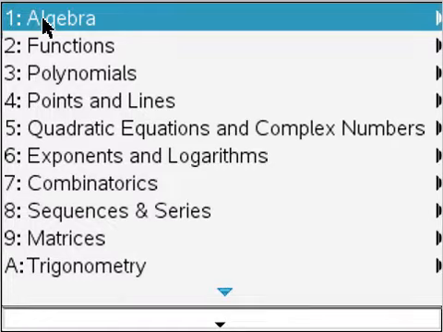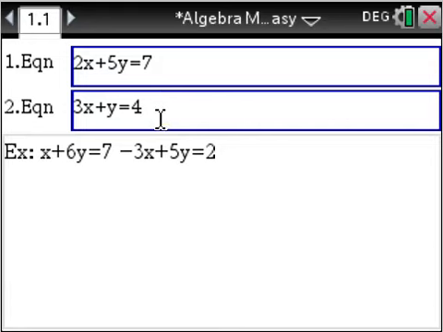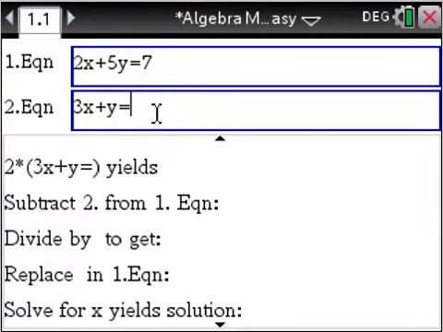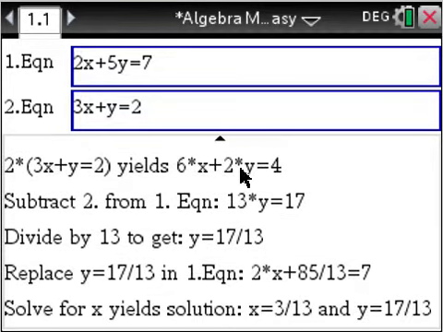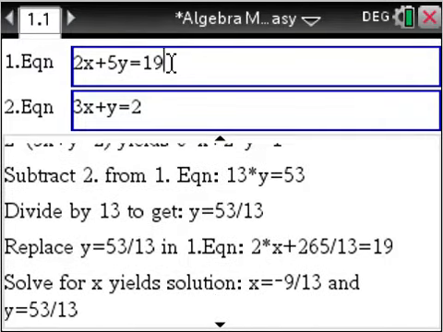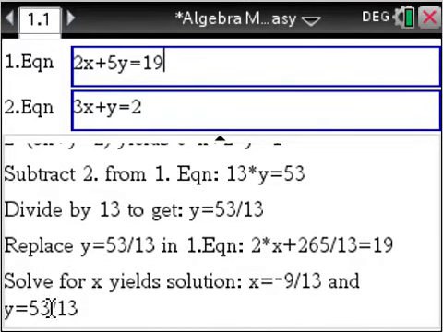If we're going to go into algebra, let's do solve 2 times 2 system step by step. Let's make this a 2 instead. As you can see over here, we lay out step by step how you would solve this equation and solve the problem. Then the answer is right over here. Let's say this was actually 19. If we go up a bit more, answer, step by step, and then you get your answer right here.